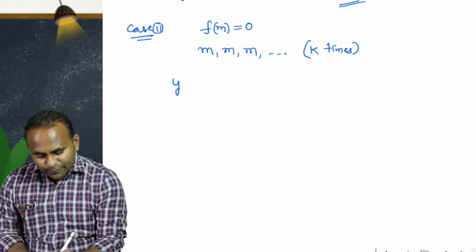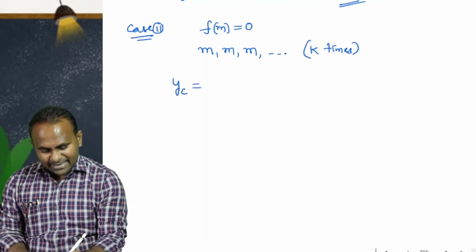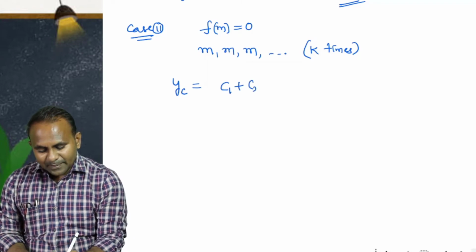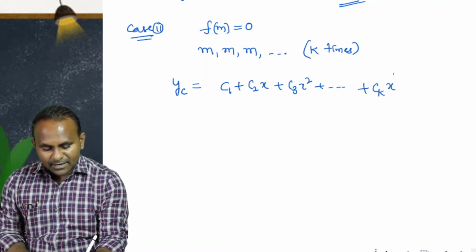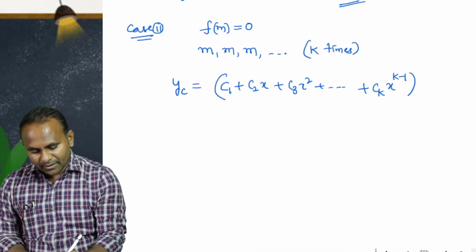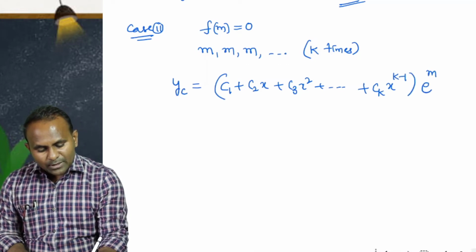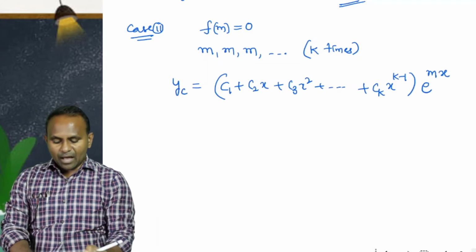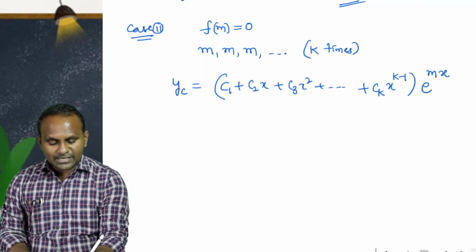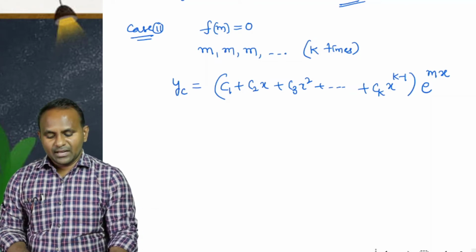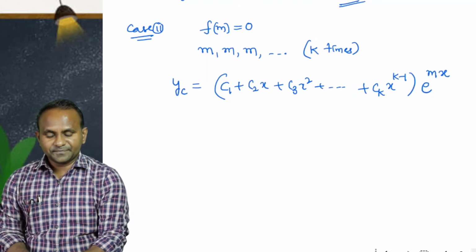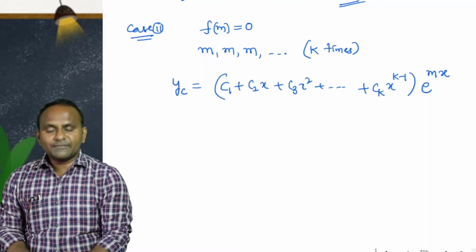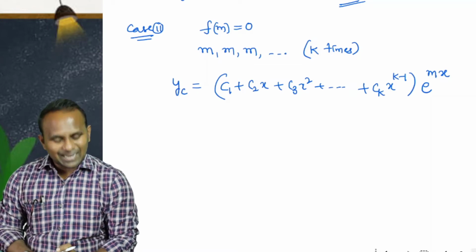The complementary function yc in this case can be written as c1 plus c2x plus c3x squared and so on plus ckx to the power k minus 1, times e power mx, since m is the root, right? Of course, it has c1, c2, c3 and so on up to ck, k arbitrary constants, because there are k roots, obviously indicating this is a kth degree polynomial. So this is how we can write the complementary function when there are repeated real roots.